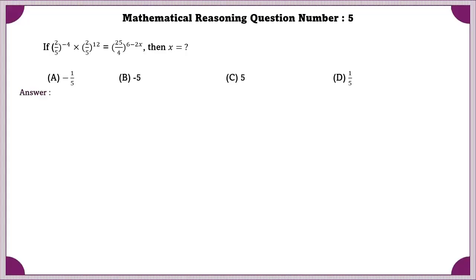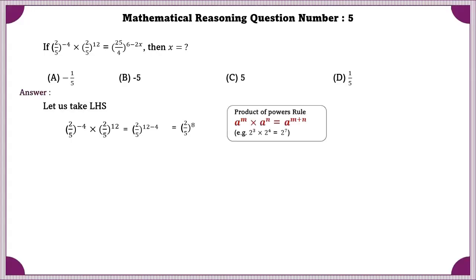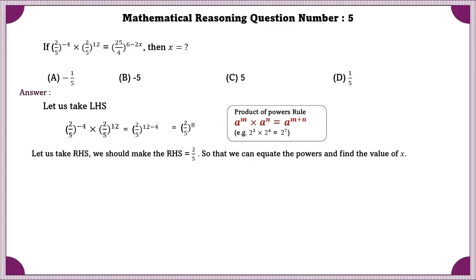Mathematical reasoning question number 5. If the given expression is equal to 25 by 4 to the power 6 minus 2x, then x is equal to. Let us first take the LHS. Now, using the product of powers rule, simplifying, we will get 2 by 5 to the power 8. Now, let's take the RHS. We should make the RHS with base 2 by 5 so that we can equate the powers and find the value of x.